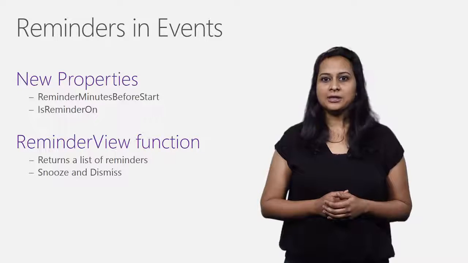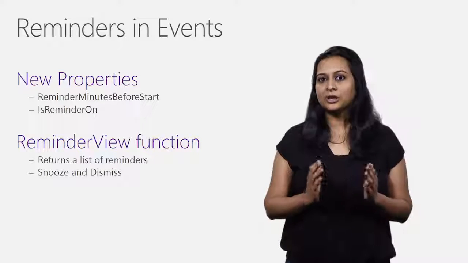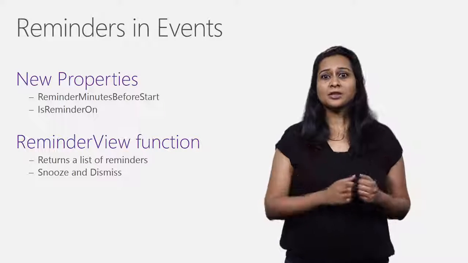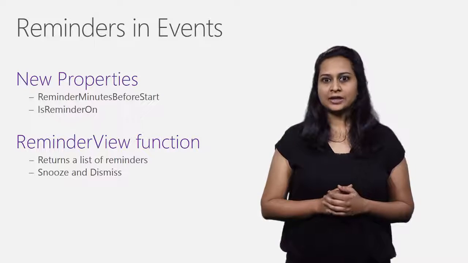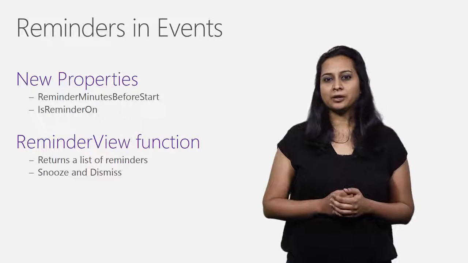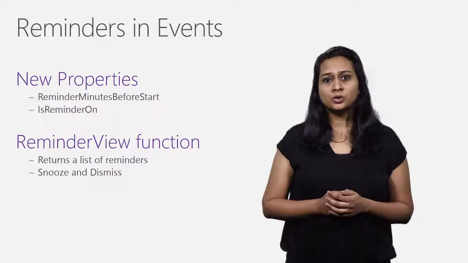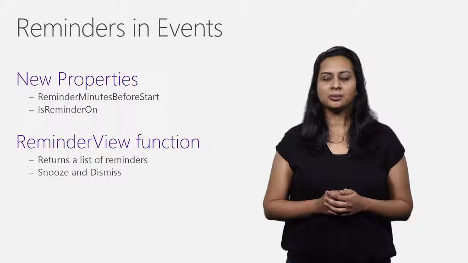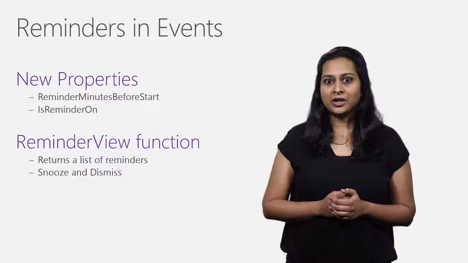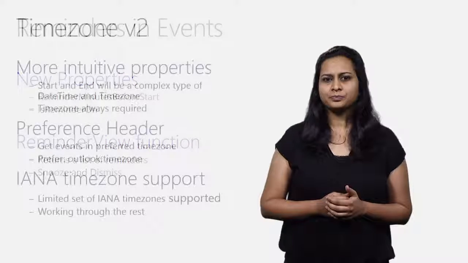This function enables an app to easily retrieve all the reminders that need to be fired within a particular time frame. Each reminder that is returned from the function also contains details about the event, so the app can use it to pop up a reminder. Once a reminder has been fired, the app can then call the snooze and dismiss actions on the reminder. This enables the app to recreate the reminder's user experience that is similar to Outlook.